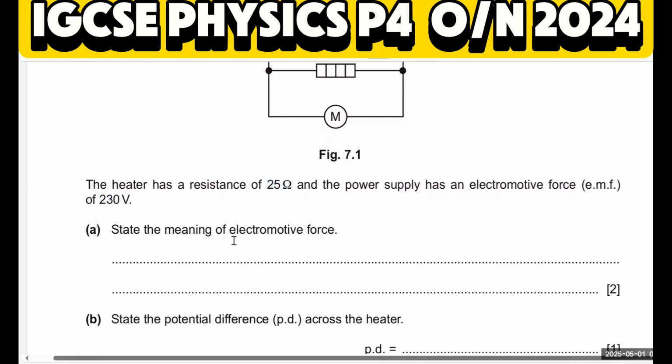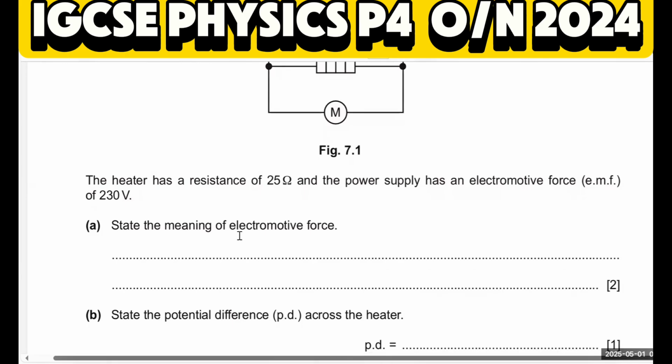First of all, state what is the meaning of EMF, electromotive force. So it is a 2 marks question, so you need to write 2 points. First of all, you will write what is EMF. The battery does work on the unit charge. So this is for 1 mark. Sometimes they ask 1 mark questions and sometimes they ask 2 mark questions.